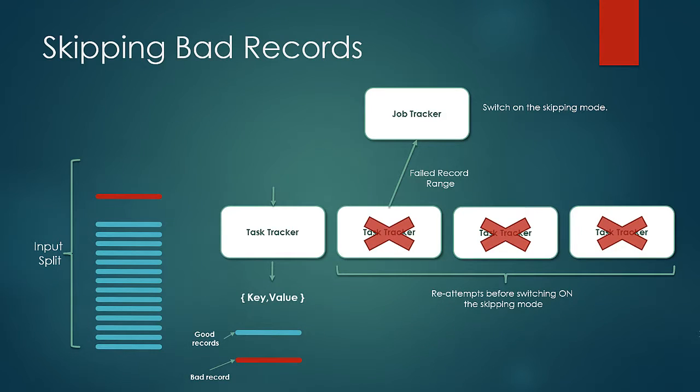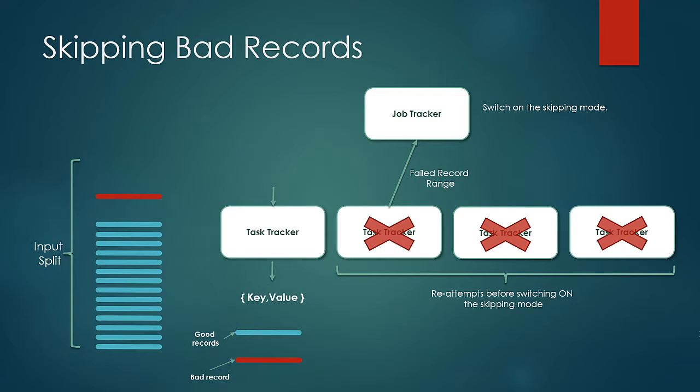It is designed so because if every failure of a task tracker started to communicate the record on which it has failed, it would cause two potential issues. First, a lot of network bandwidth would be utilized to communicate the record information. Second, the job tracker would be loaded with a lot of failure data, and it would be difficult for the job tracker to keep track of all the records.